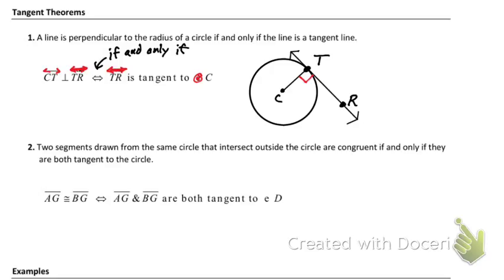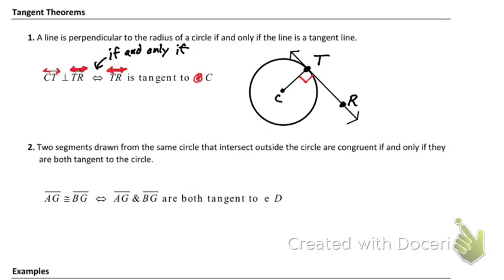So a tangent line, when connected to the center at the point of tangency, is perpendicular and creates a 90-degree angle. That is pretty important. 90 degrees are always nice to be able to pull out because then you actually know a measure of a degree.